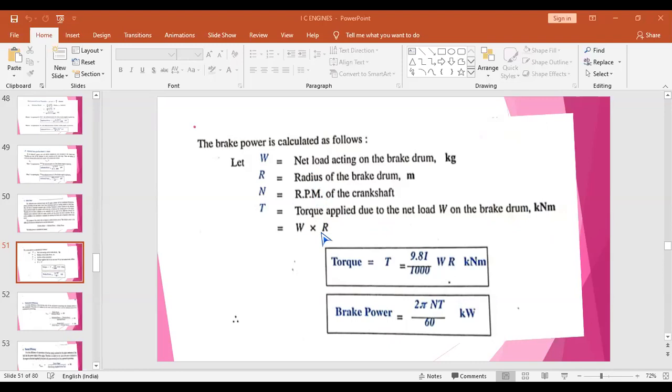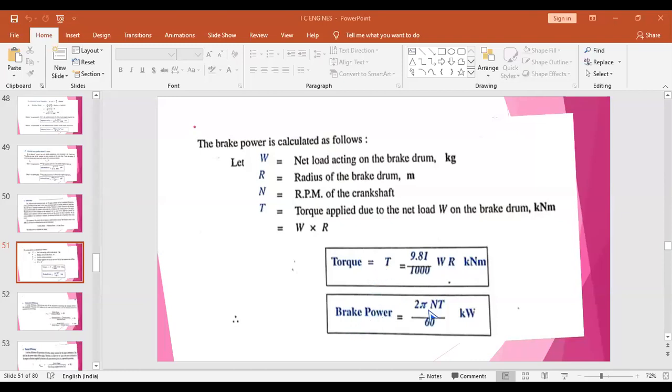So all of you know the definition of torque: the load into the perpendicular distance. Load is W and the perpendicular distance is R. Therefore, torque T equals 9.81 divided by 1000 into W into R, in kilonewton meter.